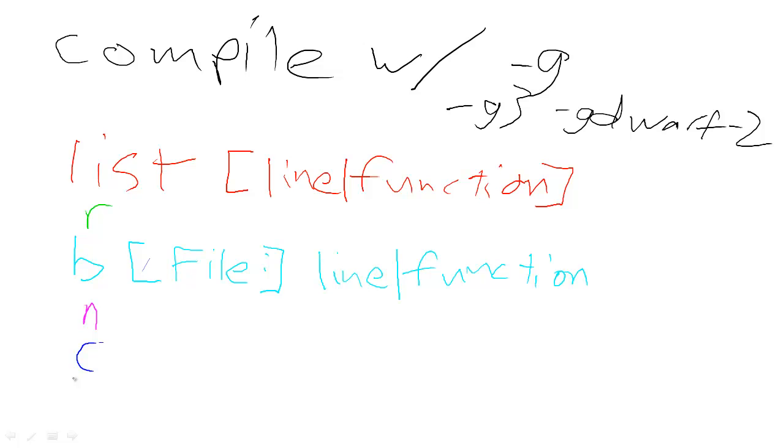If you want to print out some information, then you can use either P to print out something once, or you can use disp to print it out every line that you go over. So in other words, every time you hit N or C, it will display something over again. And when you're all done, all you have to do is Q to quit out.